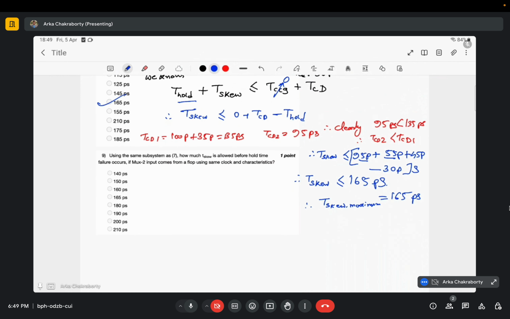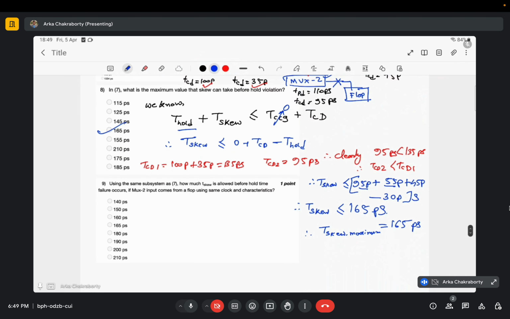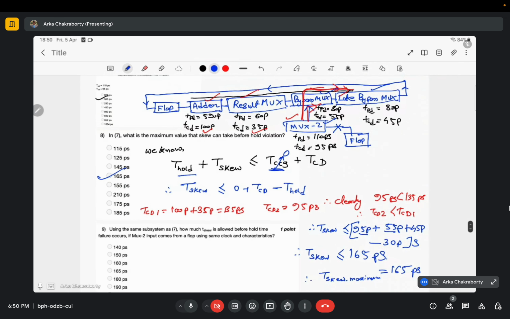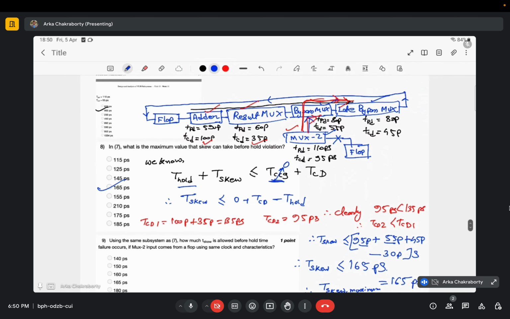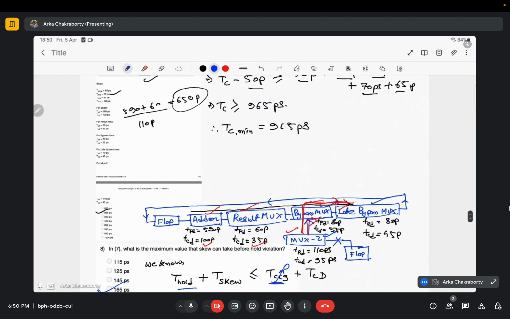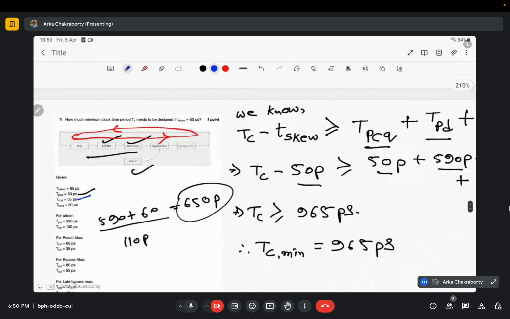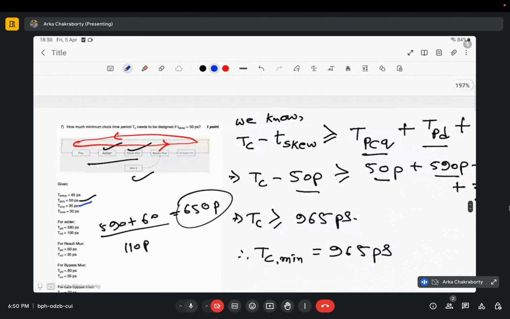Question number 9. So using the same subsystem as question number 7, how much T skew is allowed before hold time failure occurs if mux 2 input comes from a flop using the same clock and characteristics? So exactly the same as question number 8, only here I cannot consider the TCCQ to be 0. Instead I have to consider the TCCQ of a flop of the same clock and characteristics. So TCCQ would be how much? TCCQ would be this 35 picosecond, right?